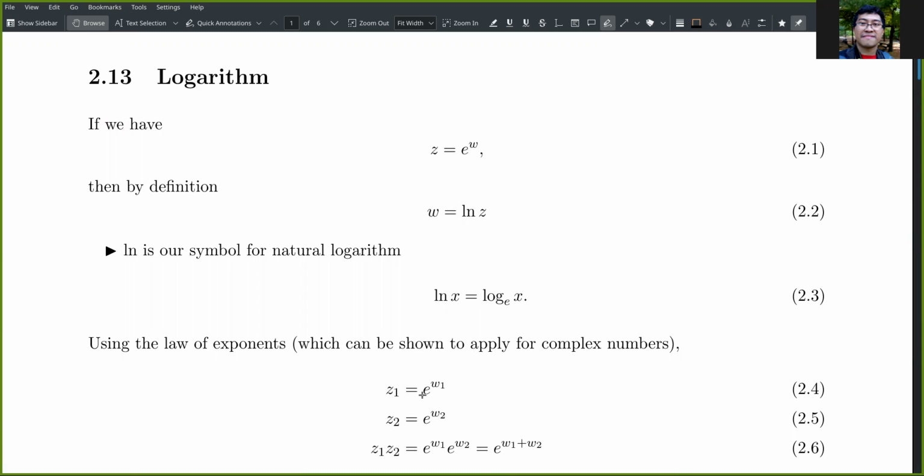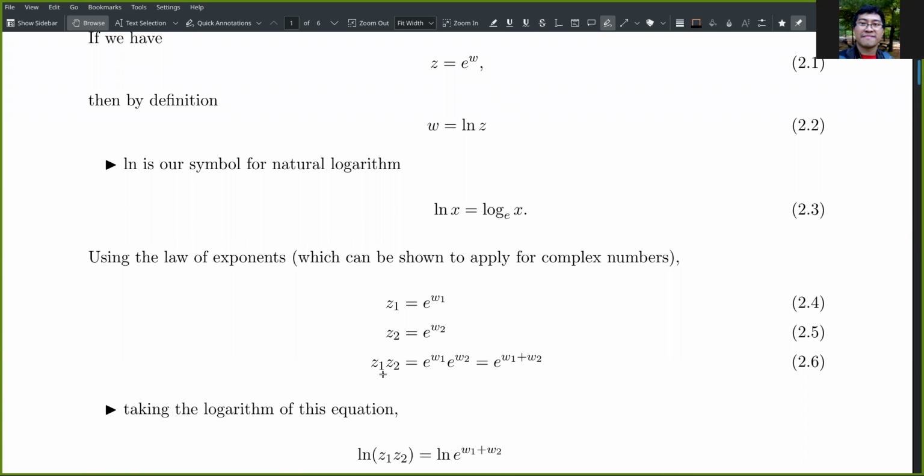So z1 equals e to the power of w1, z2 equals e to the power of w2. Z1 times z2 is equal to e^w1 times e^w2 equals e^(w1 plus w2). If you take the logarithm of this equation, you have ln z1 z2, or ln of e to the power of w1 plus w2.